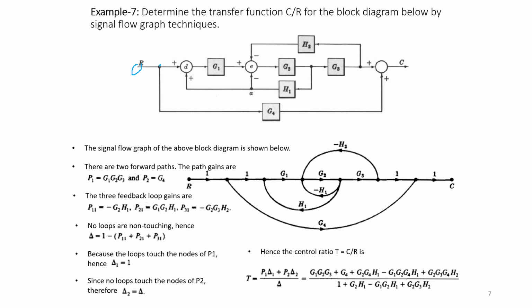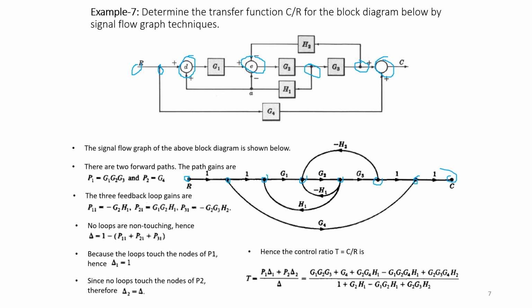Here you have one takeoff point. So this becomes my second node. This is my third node, fourth node, fifth node, sixth node and seventh node, followed by output node. So totally we have 1, 2, 3, 4, 5, 6, 7, 8 nodes. So first identify the number of nodes.